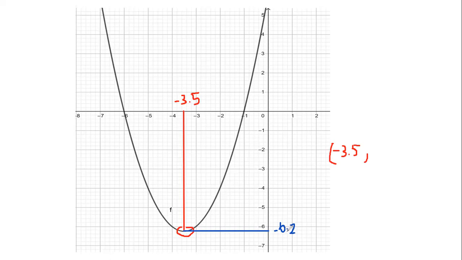Okay, so you can't go further. So that means y coordinate is negative 6.2, that is correct, or you can write negative 6.3, right? So you can't write negative 6.4 or negative 6.5, or negative 6.1. So those are wrong values, right?